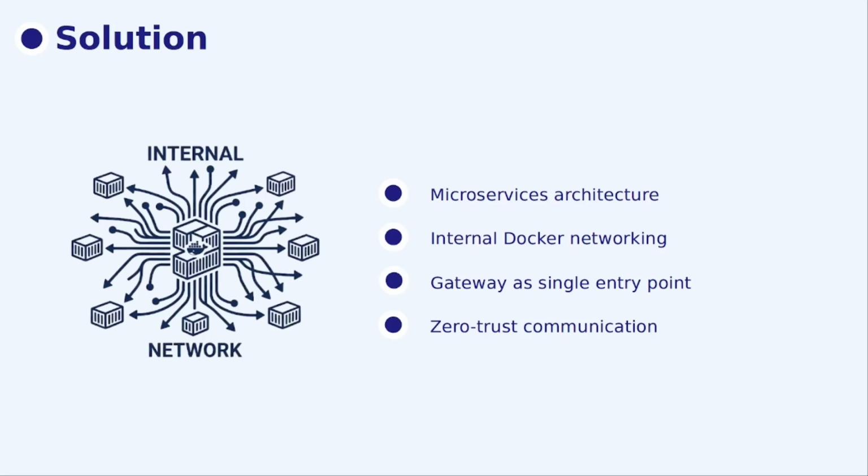Solution. To solve this problem, we use a microservice architecture. Each service is independent and isolated, communicating through a private network. We introduce a gateway as the single entry point. This means all external traffic goes through one place. Internal services are hidden. We also apply a zero-trust model, where no service is trusted by default. Every service is private unless explicitly exposed.